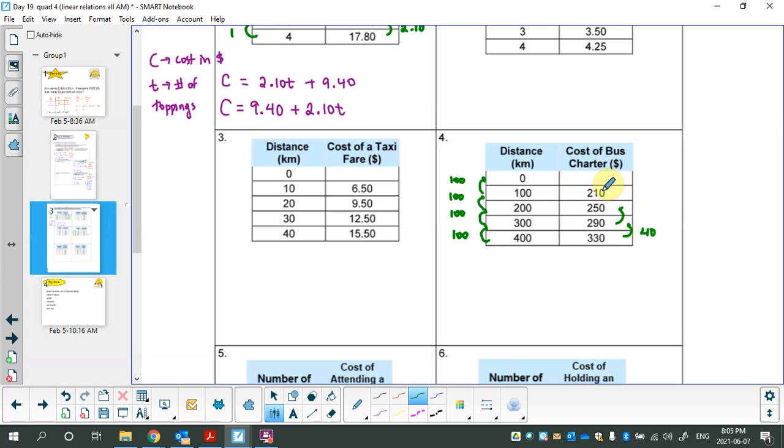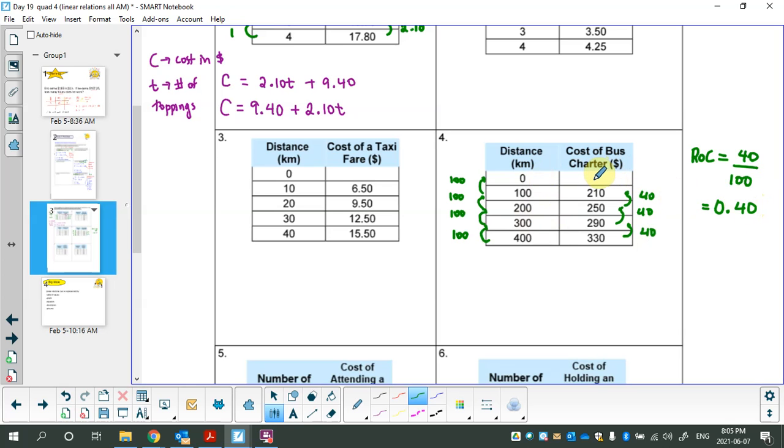290 minus 250 is 40. 250 minus 210 is 40. So my rate of change is equal to 40 divided by 100, right over left. And 40 divided by 100 is this decimal, with or without this 0. That means that every single kilometer is going to cost us 40 cents.